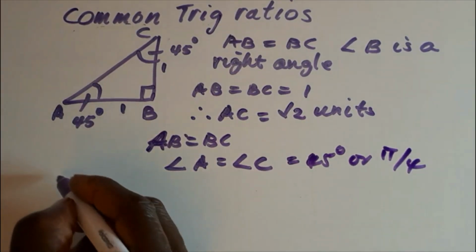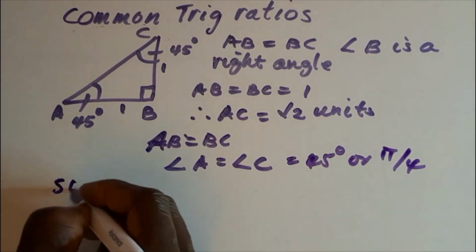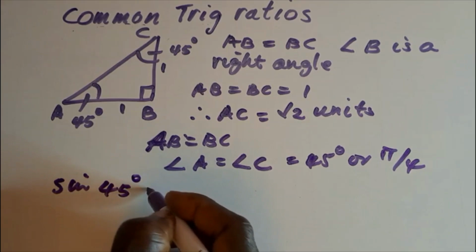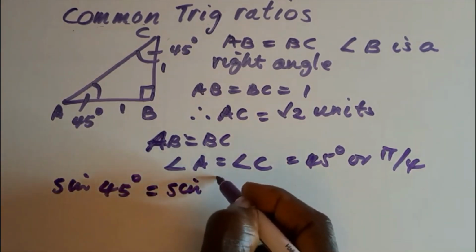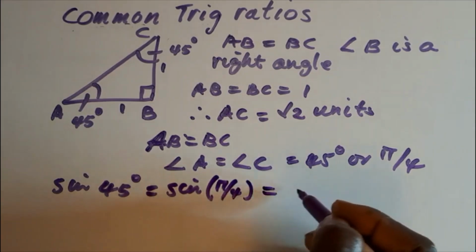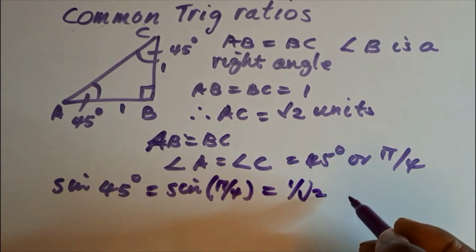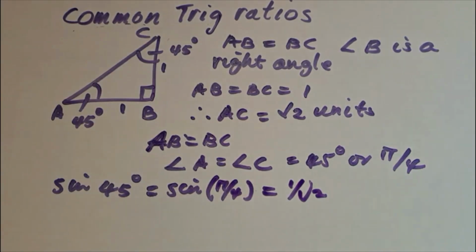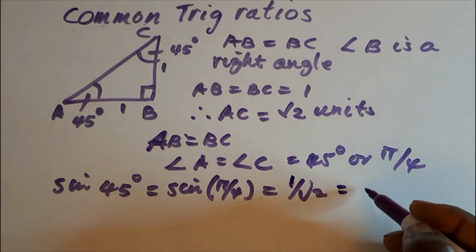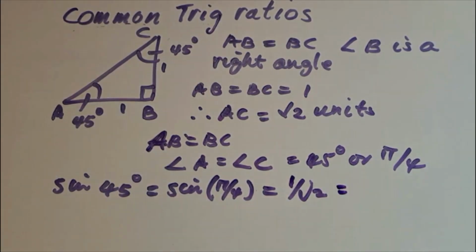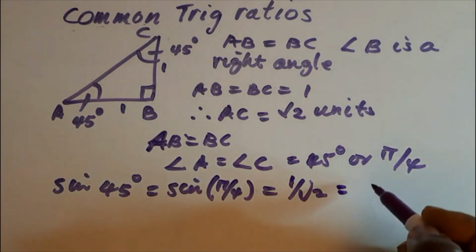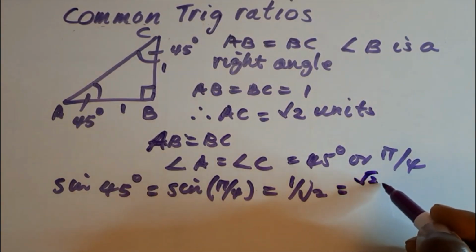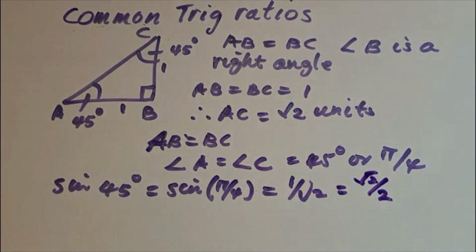So let's go for our ratios now. Sine 45 degrees is the same as sine pi over 4. That's equal to 1 over root 2. In maths, it's conventional to rationalize our denominator so that we have the surd in the numerator. So if we multiply both numerator and denominator by root 2, we have root 2 over 2. So we have no surd in the denominator.